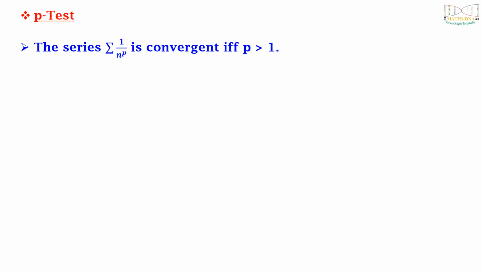Then p-test. The series summation 1 by n raised to p is convergent if and only if p is greater than 1. For example, summation 1 by n square and summation 1 by n cube.